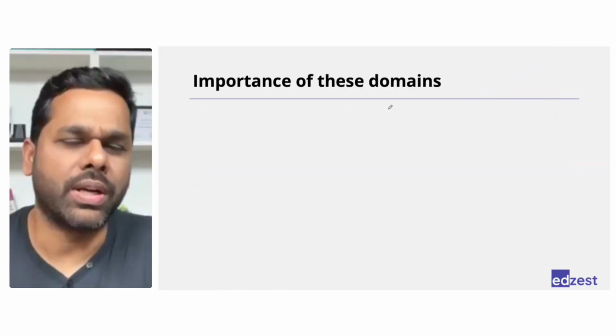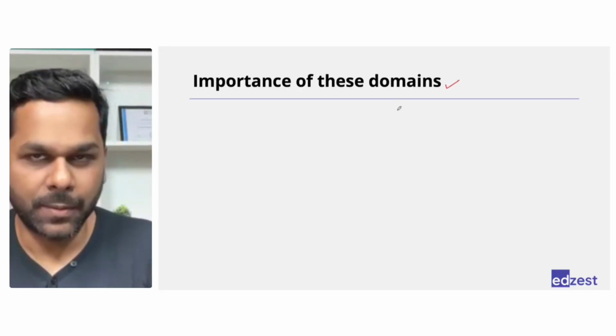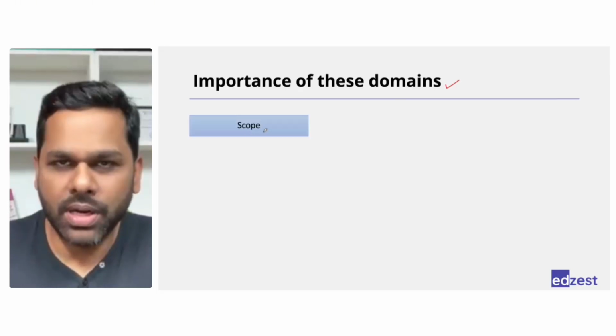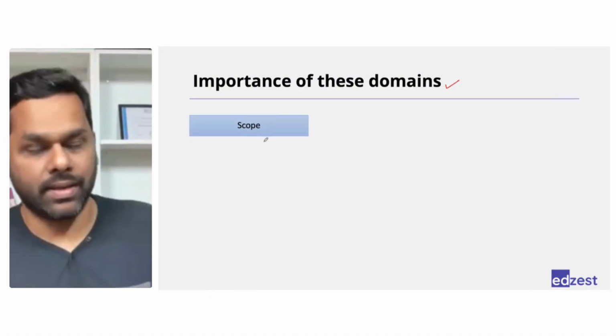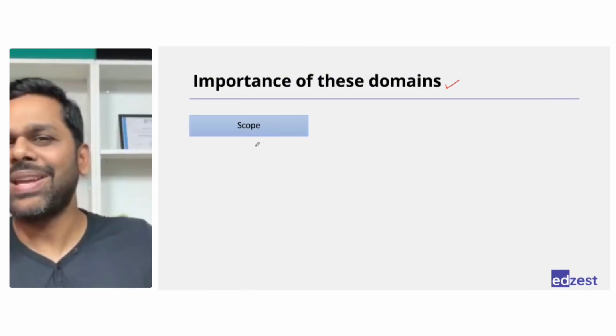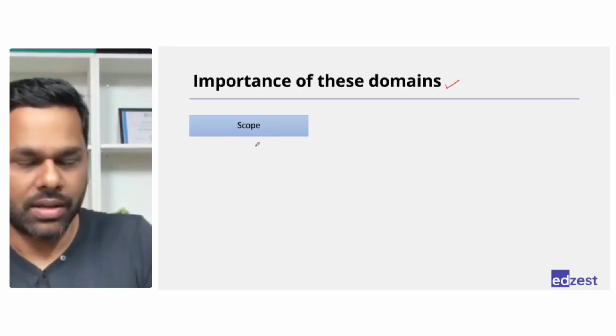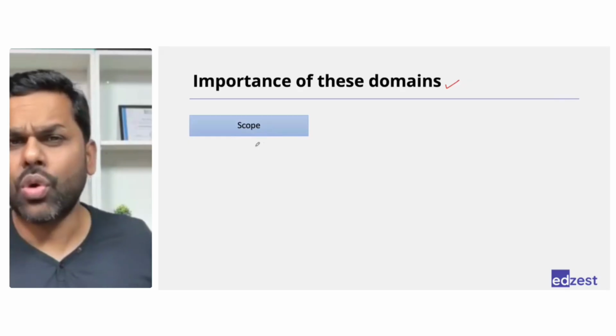Right? Why are these important? Why are these three domains so important in the project? Scope is important because if you do not define what you have to deliver in the project, then the customer will keep on providing or asking you to do something extra, right? Which is what is called scope creep.